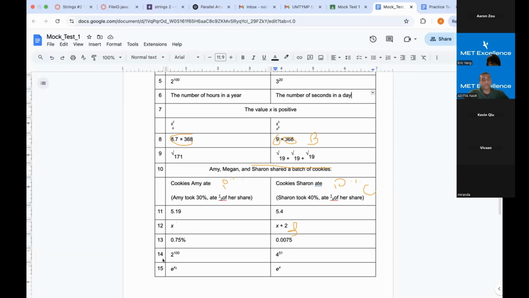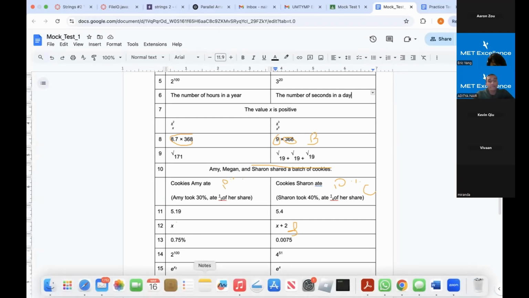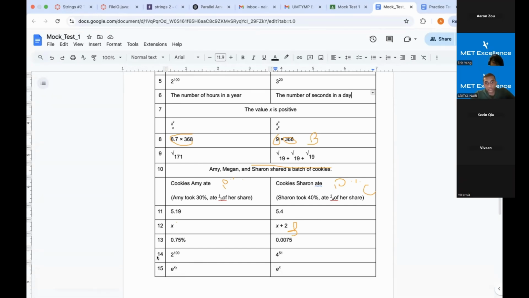Moving on to 13. But for 12, B is always bigger. Yeah, 12 B is always bigger, because even if it was negative, this would always be bigger. I was getting confused with multiplication for a second.